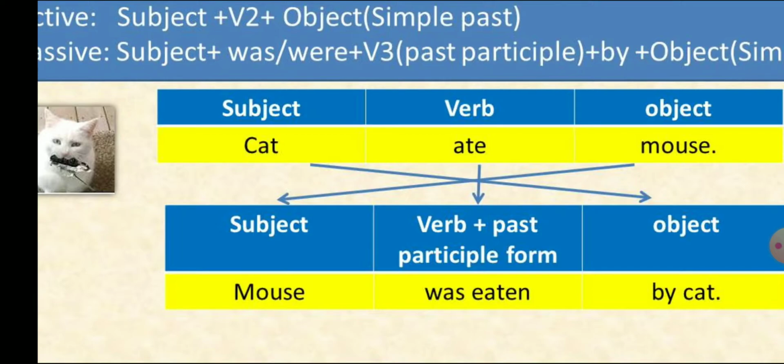Now we have to make changes to verb. Ate is the main verb given in active. Now we have to change it to passive by adding auxiliary form of past tense verb, that is was, plus past participle form of main verb, that is ate, eaten. So eaten is the past participle form for ate. So the sentence is mouse was eaten by cat.